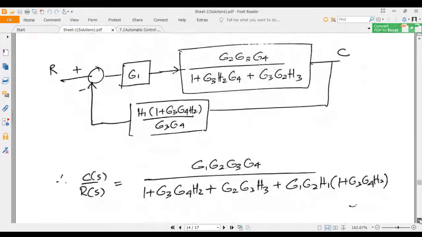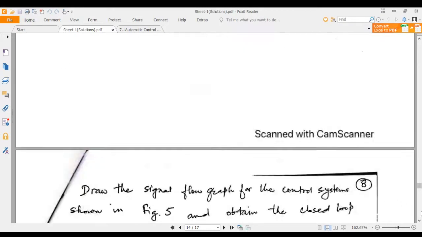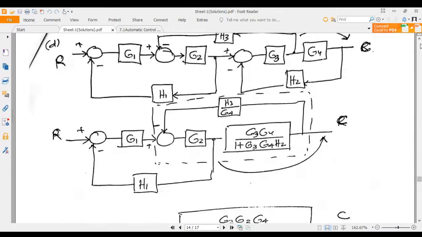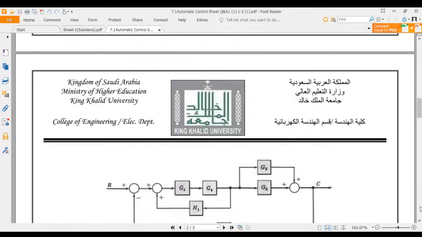I think you understood. Then coming to the last step, this G1 will be multiplied because of series. Two forward path gains are in series, so G1 will be multiplied, and apply the feedback formula. Here is minus, here will be plus. That's it. I think you understood. If you have any doubts, you can write me in the course messages, or we can discuss in the next class.